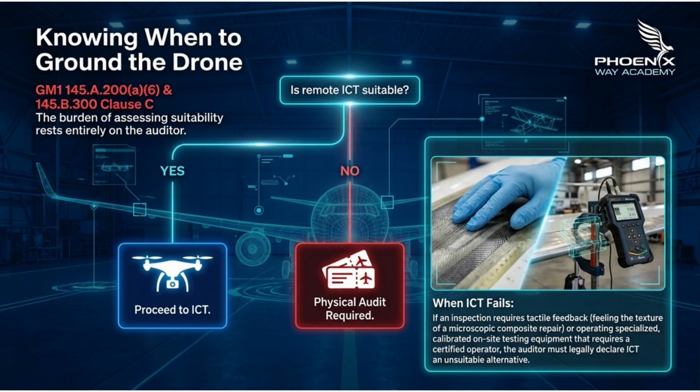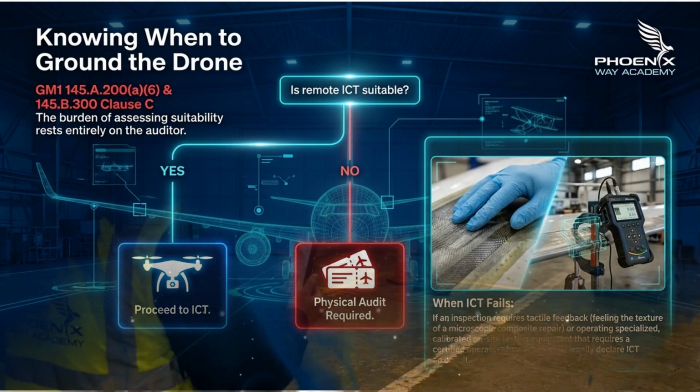Take the Brazilian landing gear scenario we mentioned in the introduction. Right, the 4K drone. If that auditor needs to physically feel the texture of a composite surface or utilize specialized, calibrated on-site testing equipment that requires a certified operator, well, they must legally declare that ICT is not a suitable alternative. Makes total sense. If they do decide to proceed, though, Clause D outlines the conduct of the remote audit.